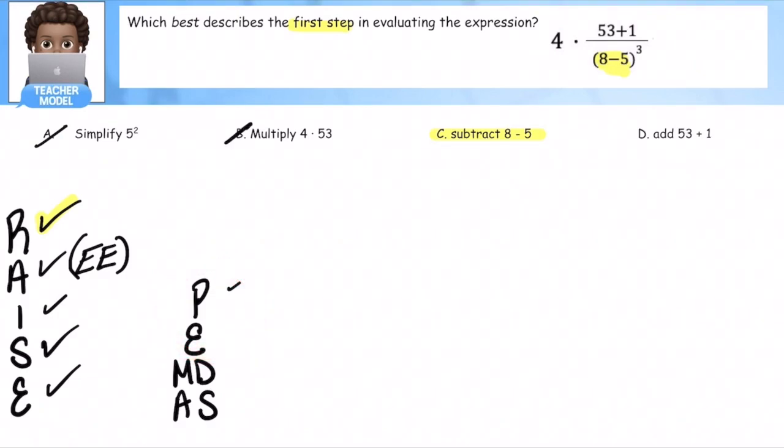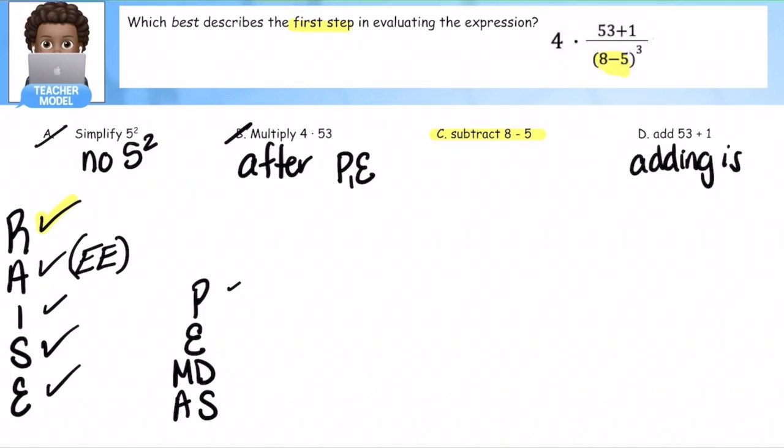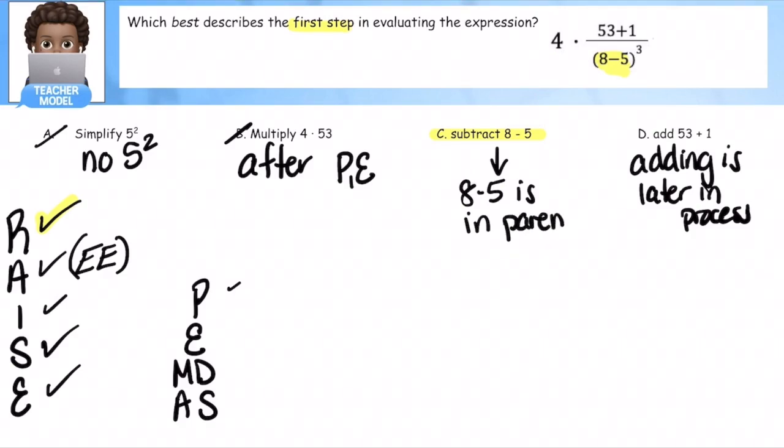So this would have been after parentheses and exponents. The first reason I eliminated first, there is no 5 to the second power. And adding 53 plus 1. Adding is later in our process. But then why can I subtract first? 8 minus 5 is in parentheses. So I'm going to just abbreviate that. That would have been in the parentheses. So that's why I did that one first, unlike with D where I can't do adding till later.